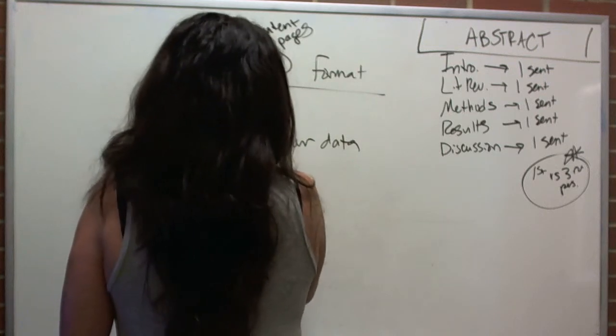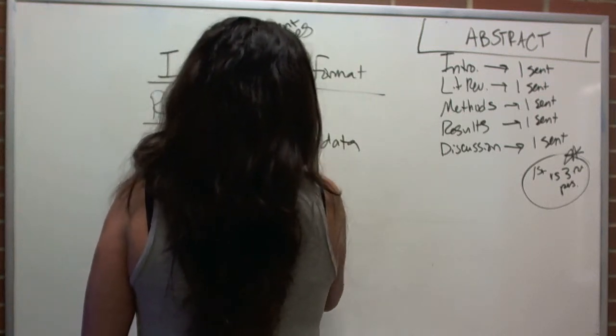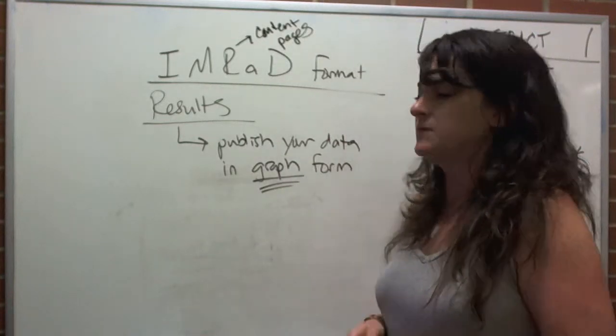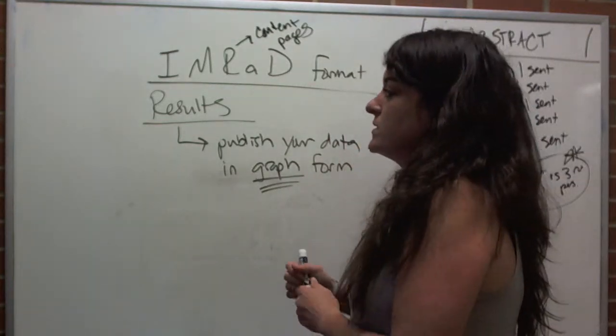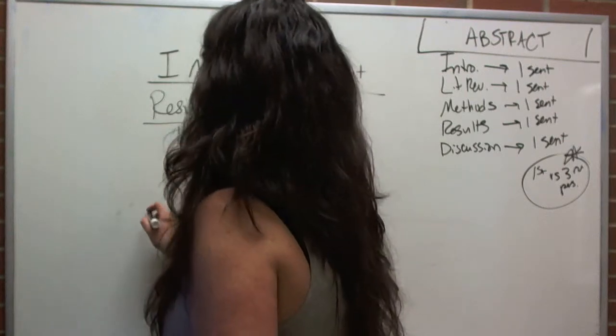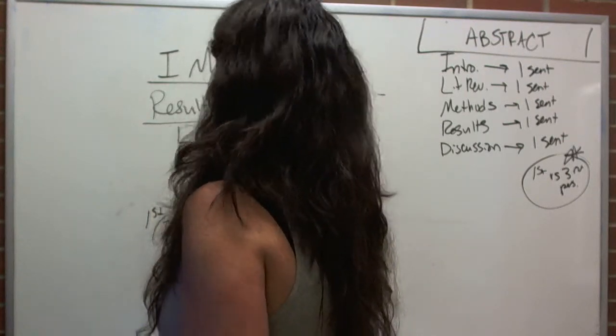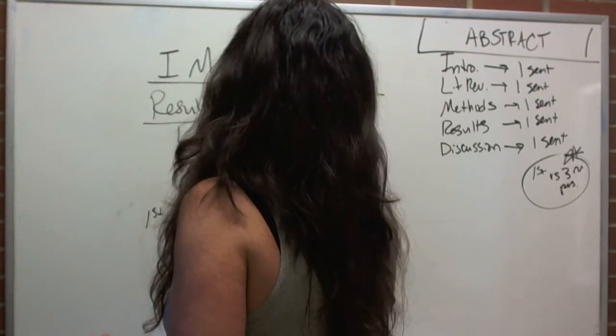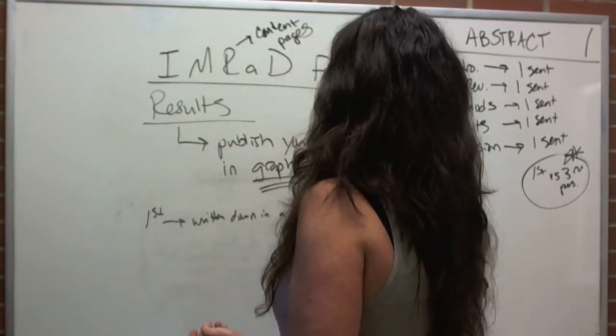And that is where you publish your data in graph form. Okay? Now, let me speak to this for a second. Your results, your data that you find out, initially, you're just going to have it probably written down in a basic form. Okay?